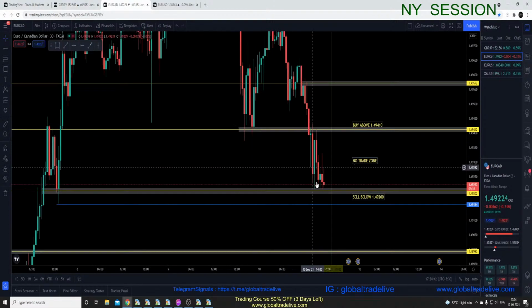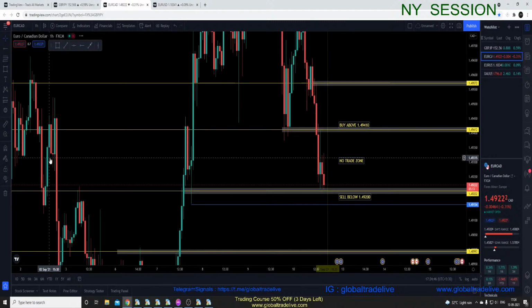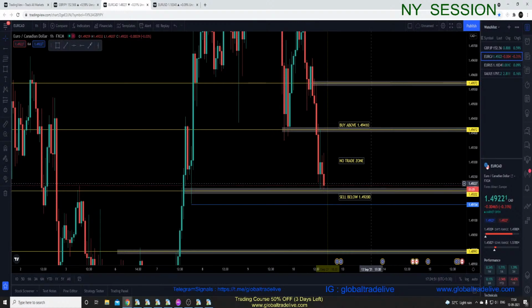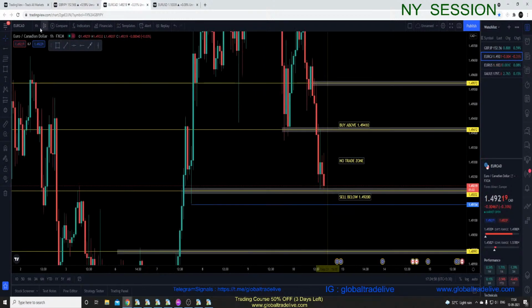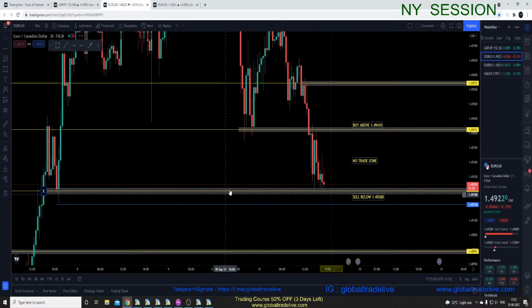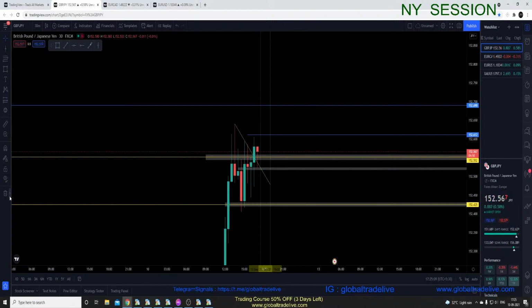And EuroCAD is just very slow right now. Also, this candle is about to close in 5 minutes. I don't know how this will be moving or what it will be doing, because the way it's moving right now, it's like no volume at all. So maybe we will be having a trade in GJ today.